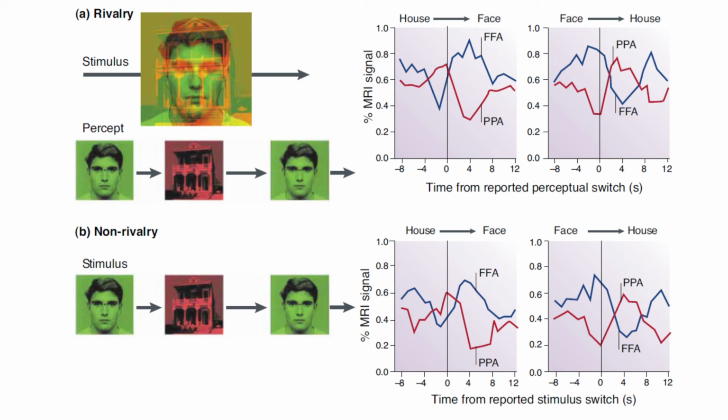And you can see when the person is looking at the house and suddenly they start seeing a face, the FFA, which is the area related to the perception of faces, increases the signal, and the area related to the perception of houses decreases the signal. So the fMRI signal changes depending on what you are seeing, where your attention shifts to. If the opposite happens, you are seeing a face and suddenly you start seeing a house, then the pattern also inverts.